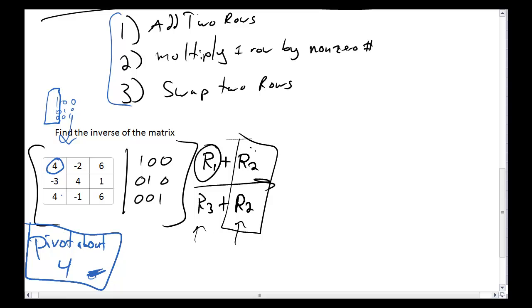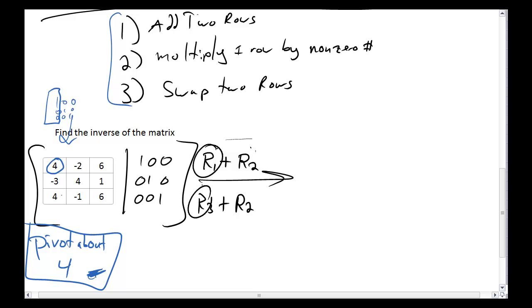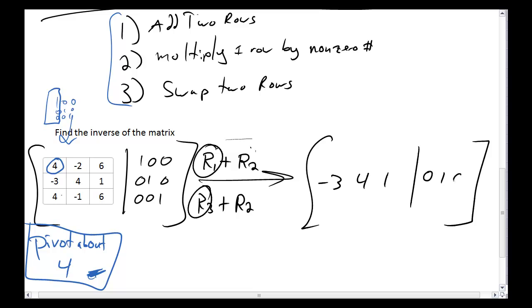I couldn't talk to you about row 3 plus, let's say, row 1, because row 1's getting changed here at the beginning, and so I'm not allowed to sort of double dip in that way. So again, rows 3 and row 1 are going to be changing, and I'm going to use row 2 to make that happen. Here's what I get. Row 2 is not going to change, so just to be sure, I'm going to copy row 2 down just as is. Negative 3, 4, 1, 0, 1, 0.